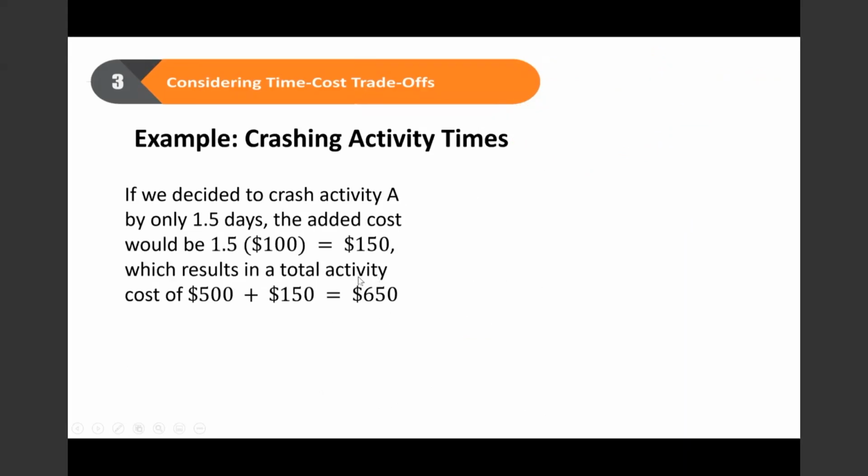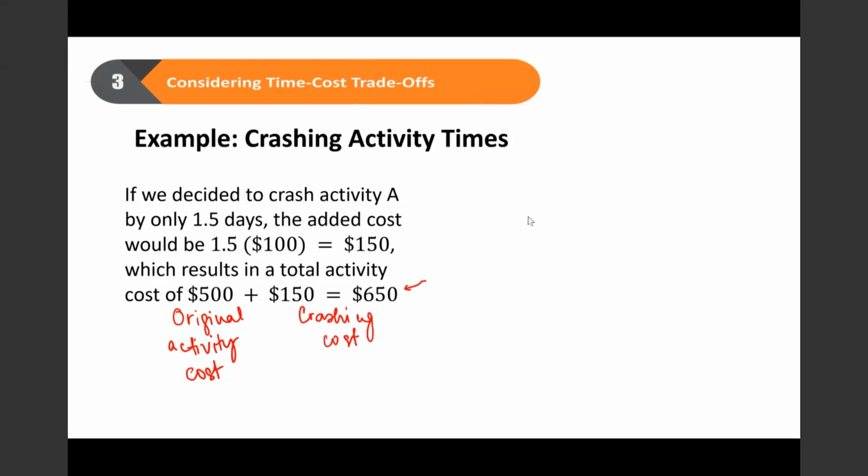If you decide to crash an activity by only 1.5 days, then it will be 1.5 days times $100, which is $150. Then the result will be 500, which is the original activity cost, plus the crashing cost. So now this is your revised activity cost.